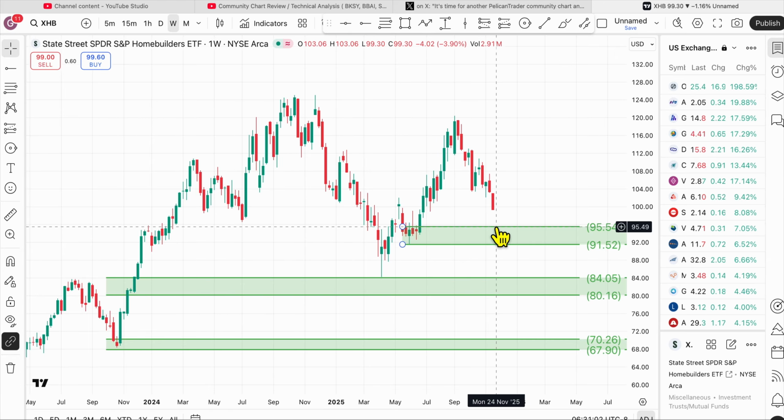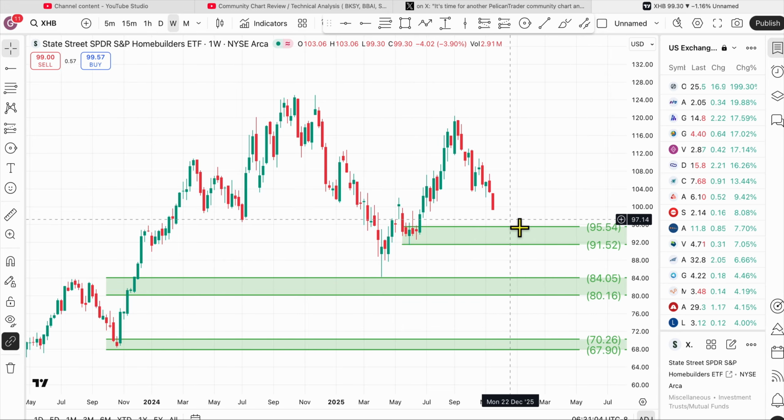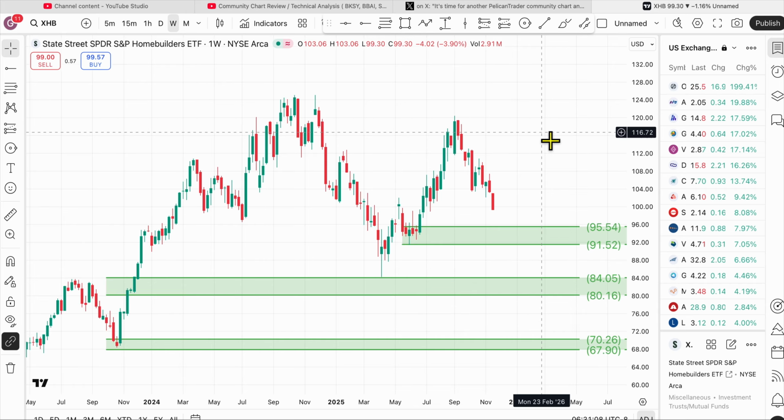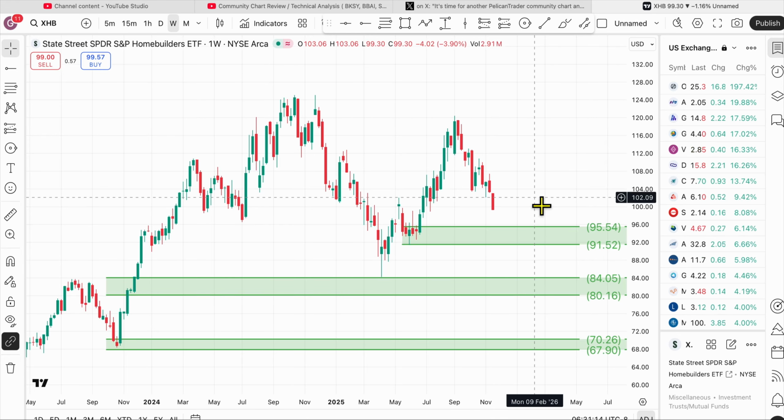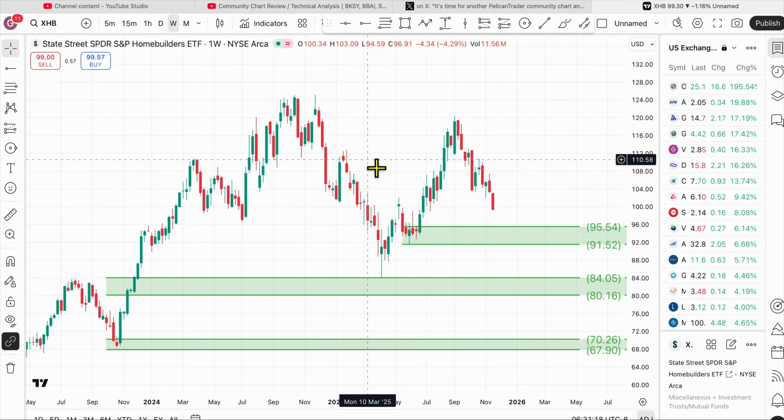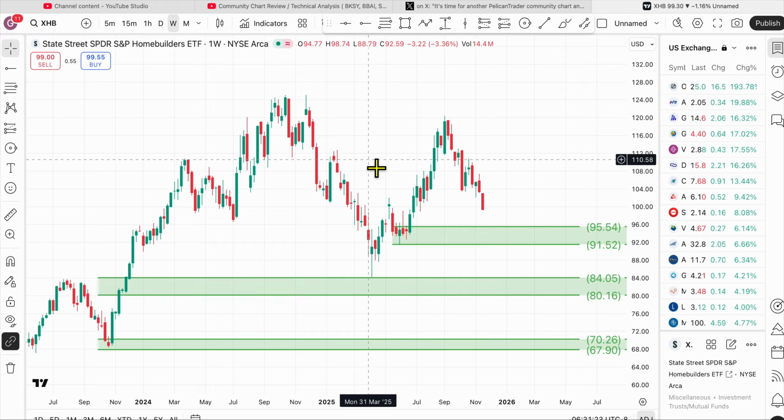We could approach this level quickly. We may not get there. We may just reverse. Maybe there's a Trump tweet talking about 100-year mortgages. I don't know, or maybe there's a big stimulus program, or some way to cut interest rates. I'm not going to get into the fundamental reasons why this might bounce. All I'm looking for is clues in the chart.